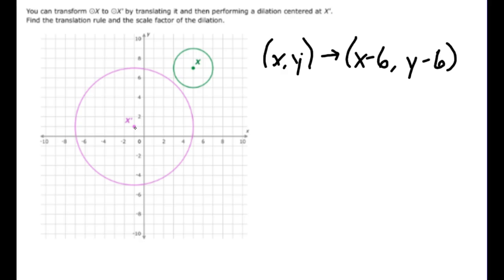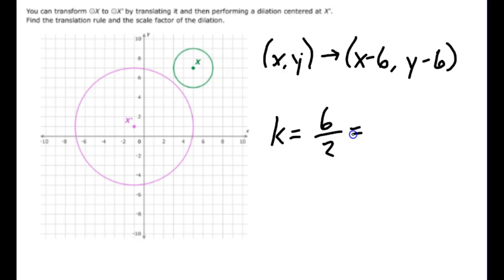Now we need to find out what the dilation would be, what this scale factor for the dilation is going to be. So we need to take the radius. It doesn't matter if you take the diameter or the radius. I'm going to take the radius of our image, which is 1, 2, 3, 4, 5, 6 units, over the radius of the pre-image, which was 1, 2 units.